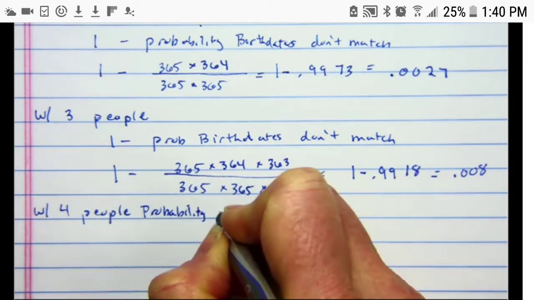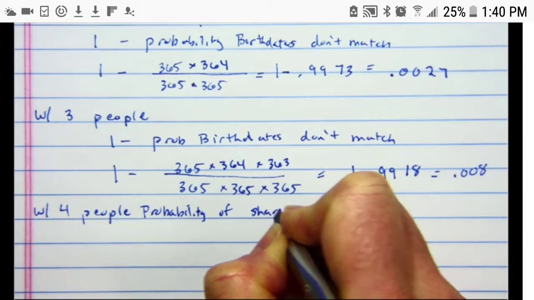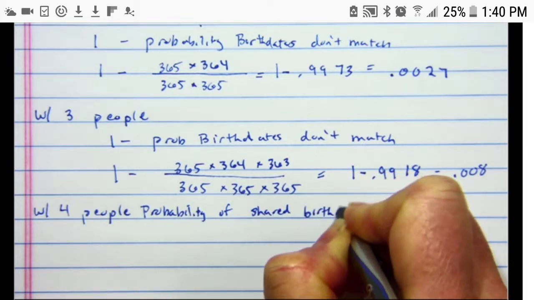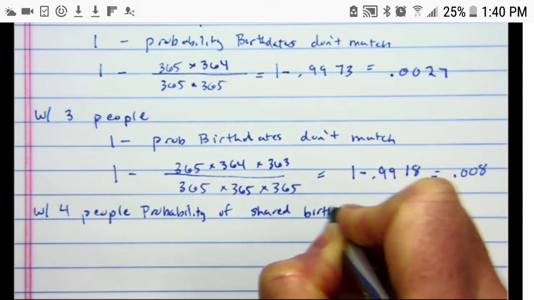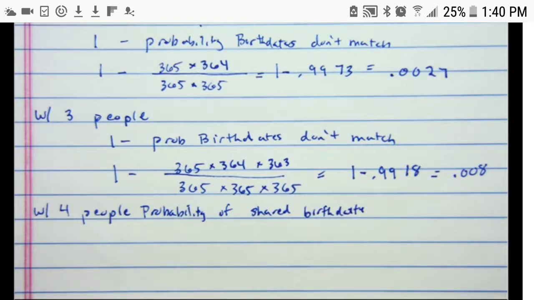We're going to find with 4 people the probability of a shared birthday among them. So 2 of the people having a shared birthday. And it will be the same pattern. So you go ahead and write that down.